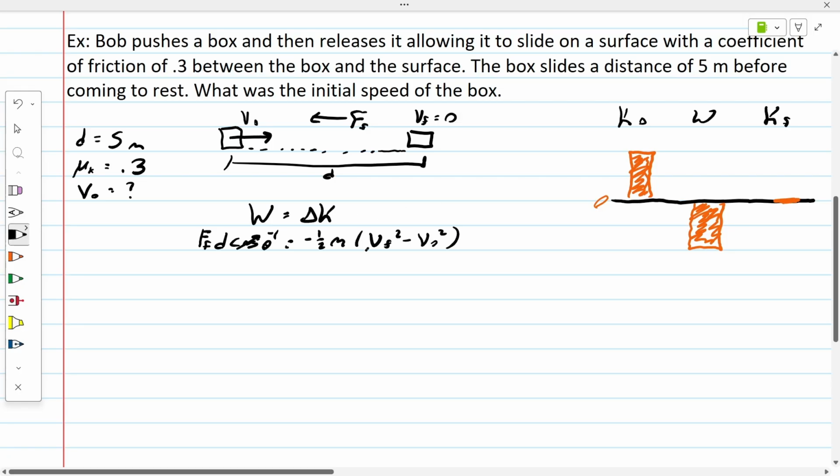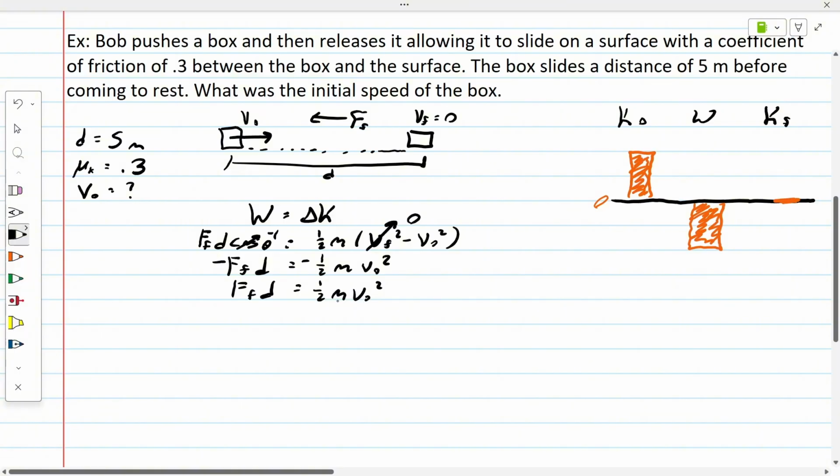We know this velocity final squared goes to 0. If we simplify this, we get the force of friction times the distance, and this is negative, equals... this should not be a negative actually. This should start as positive, but since this velocity initial term is negative, we can bring the negative out. Then the negatives cancel, and we get force due to friction times distance equals 1/2 m v naught squared.